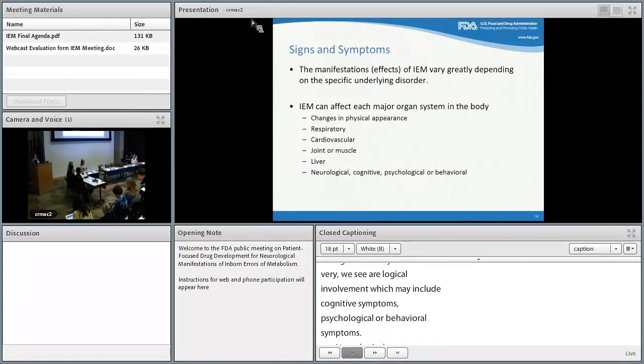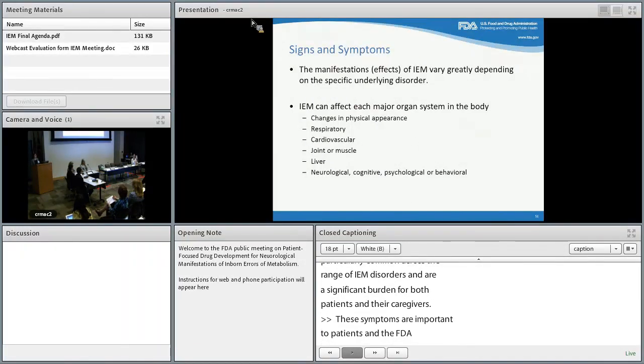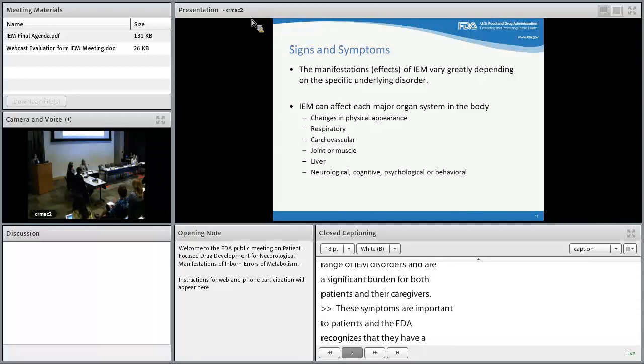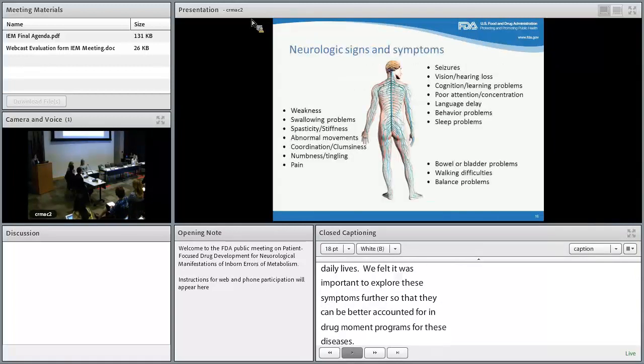The neurological symptoms are particularly common across the range of IEM disorders and are a significant burden for both patients and their caregivers. These symptoms are important to patients, and the FDA recognizes that they have a significant impact on your daily lives, and we felt that it was important to explore these symptoms further so that they can be better accounted for in drug development programs for these diseases.